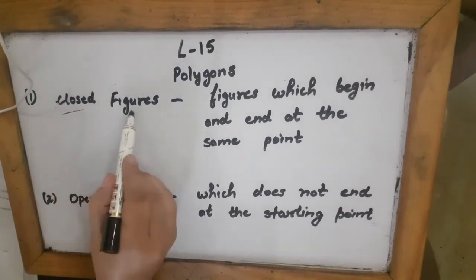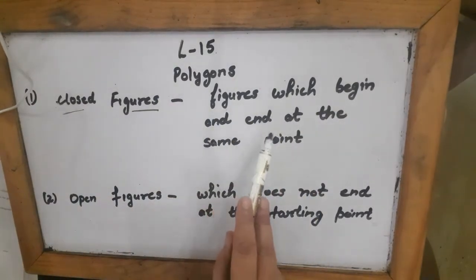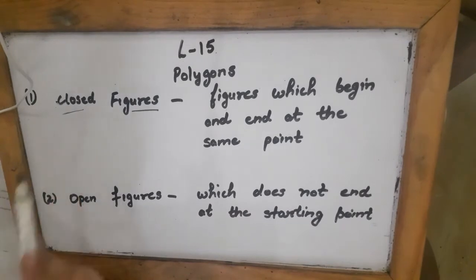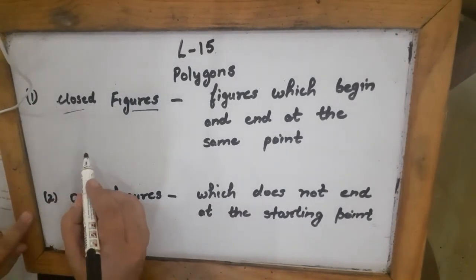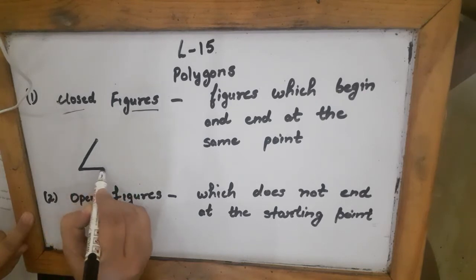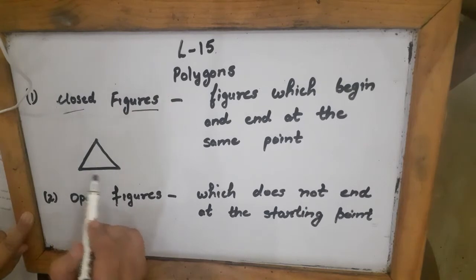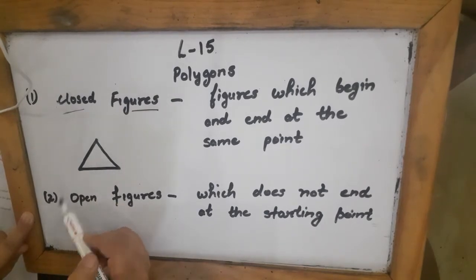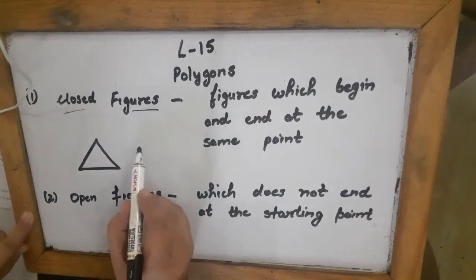What are closed figures? Figures which begin and end at the same point are called closed figures. Like, I'll give you one example. Suppose I start drawing a figure from here. This is the starting point, and I end also at the same point. So this is a closed figure. So what is a closed figure? One which begins and ends at the same point.